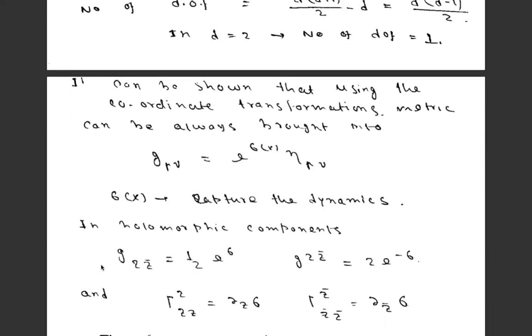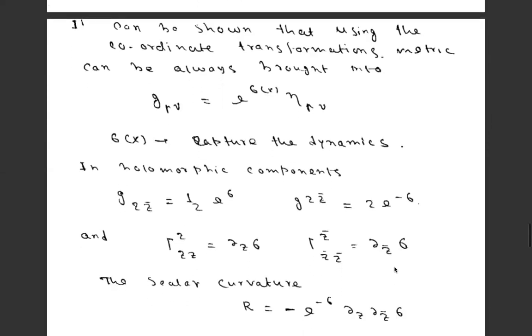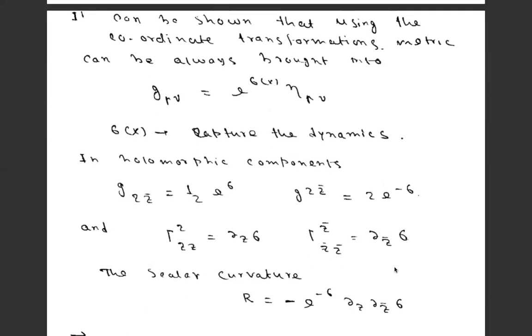That leaves us with only the non-vanishing component of the metric, z z bar, which would be half e to the power omega. You can construct the inverse, and you can also show that all the same indices of the Christoffel symbol will survive. So that would be triple z and triple z bar, and most importantly the scalar curvature will be e to the power minus sigma ∂_z ∂_z bar times sigma. So both holomorphic and anti-holomorphic derivatives act on sigma times e to the power minus sigma.